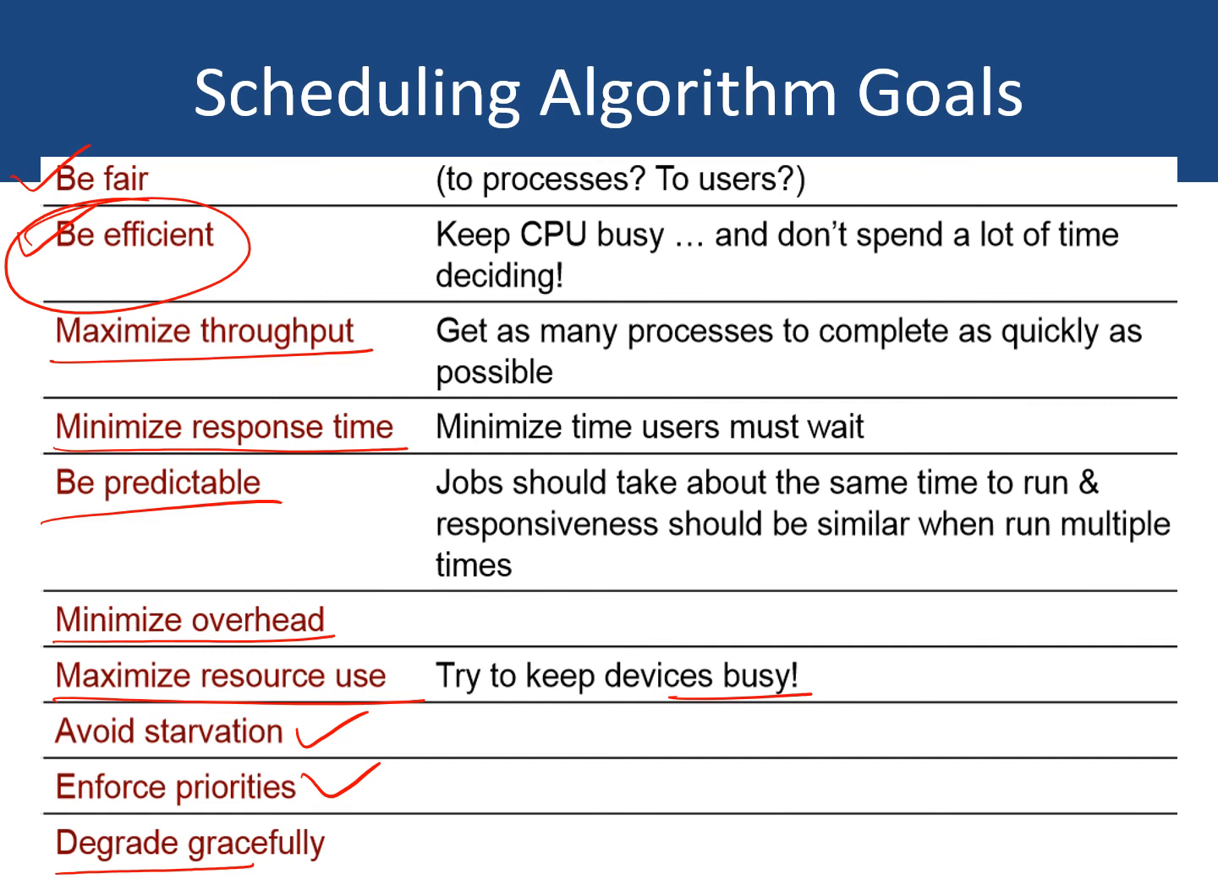Now note that these are some high level goals. A given specific scheduling algorithm may not be able to achieve all of them because some of them actually conflict with each other. So for instance, if a priority based scheduling algorithm is strictly enforcing priorities, and let's say there are a lot of high priority processes in the system, in that case the lower priority processes may begin to starve. So that's just one example of how some of these goals are conflicting.